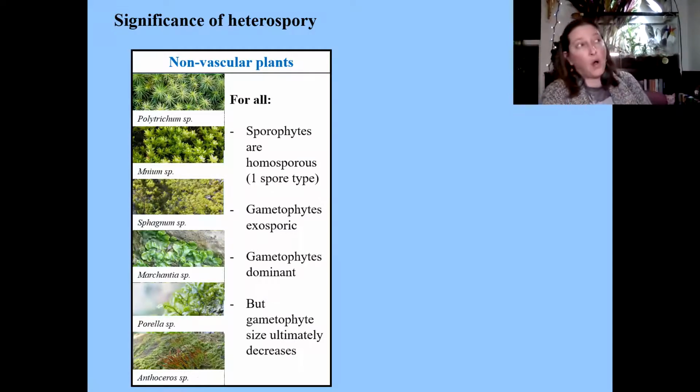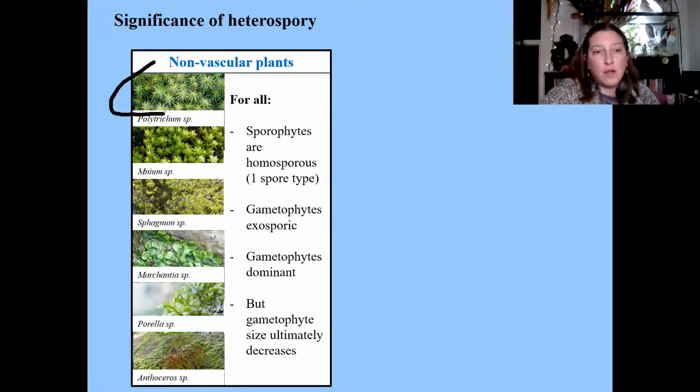And in addition, for all those non-vascular plants, all of them only make one type of spore. And the gametophyte plants are really big, right? You see them with your naked eye, so they grow outside of the spore. They're not going to stay inside the spore. Gametophyte dominance, we know, but notice also that as we go through this order, we still see a reduction in gametophyte size, right?